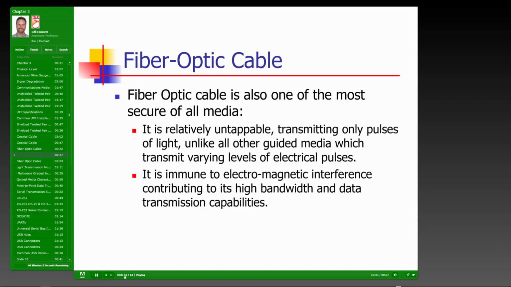As I mentioned in the last slide, fiber optic cable is the most secure of all the media that we've talked about because it's virtually untappable. Copper media is very easy to tap into, but fiber optic cable is very difficult to tap into. And the other thing about fiber too is it is immune to electromagnetic interference. So if you run it by an air conditioner or some sort of a large motor within a building, that's not going to interfere with the data transmission that's occurring on fiber optic cabling.